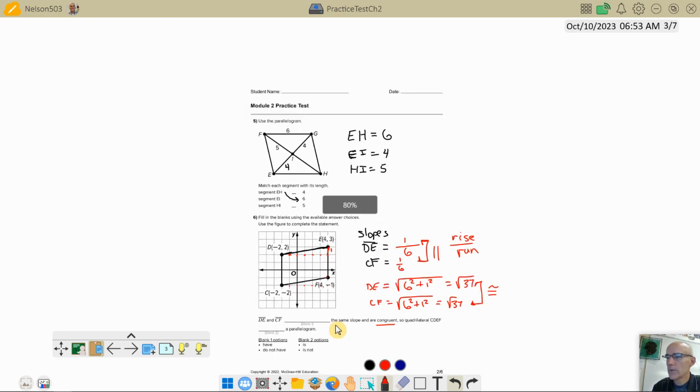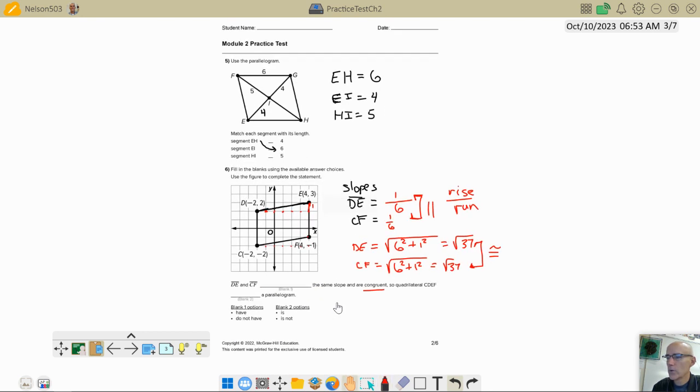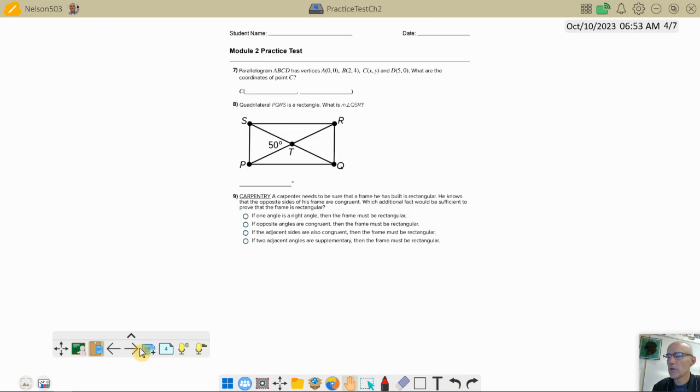Let's go down to number 7. We'll try to do 4 each time. Okay, 7's on the next page. It says parallelogram ABCD has those vertices. What are the coordinates of point C? Okay, so on the test, I'm going to have like a little XY axis out here to the side, right? So let's draw one here in our notes. And I'm going to ask you to plot the points.